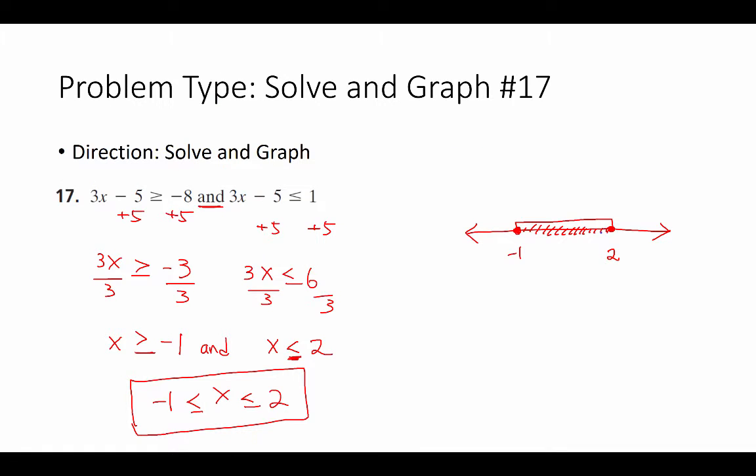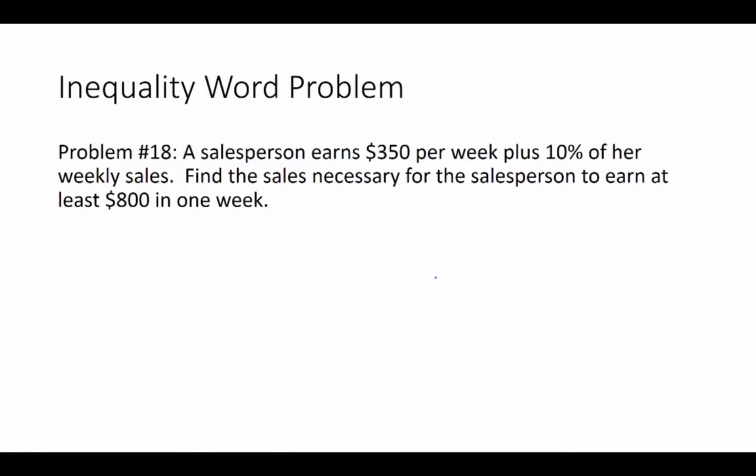Here's a word problem. Let's first have a habit of boxing the answer to get full credit. Okay, let's go to the word problem. A salesperson earns $300 per week plus 10% of her weekly sales. Find the sales necessary for the salesperson to earn at least $800 in a week.